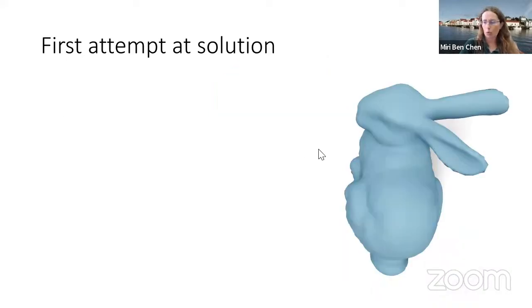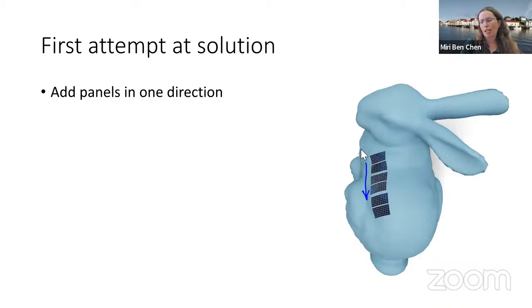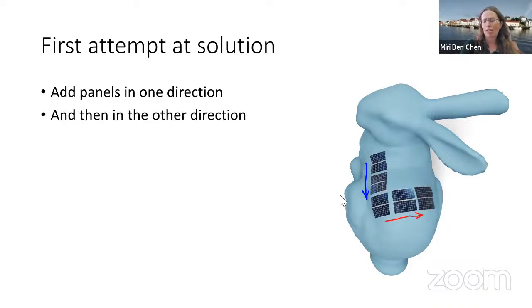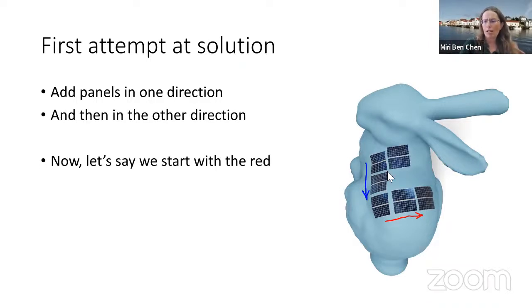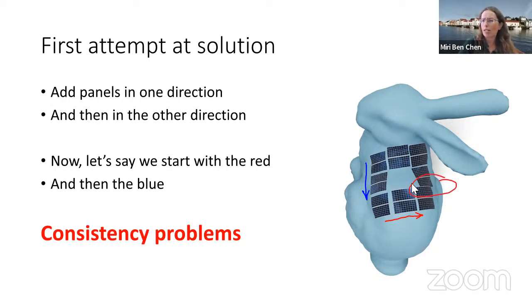Okay, so now that we know what we want to do, let's do our first attempt at the solution. I 3D print my bunny. I buy some flexible solar panels off of Amazon or AliExpress or something. And now I start putting my panels on the bunny. I start in one direction, and then I kind of run out of space. So I go in the other direction, but then I stop, I come back tomorrow. And now I start first in the red direction and then in the blue. But then what happens is I run into some consistency issues. It turns out that I can't just start placing quads on my bunny in any direction that I like. I have to somehow make sure that the way I'm placing them is consistent.